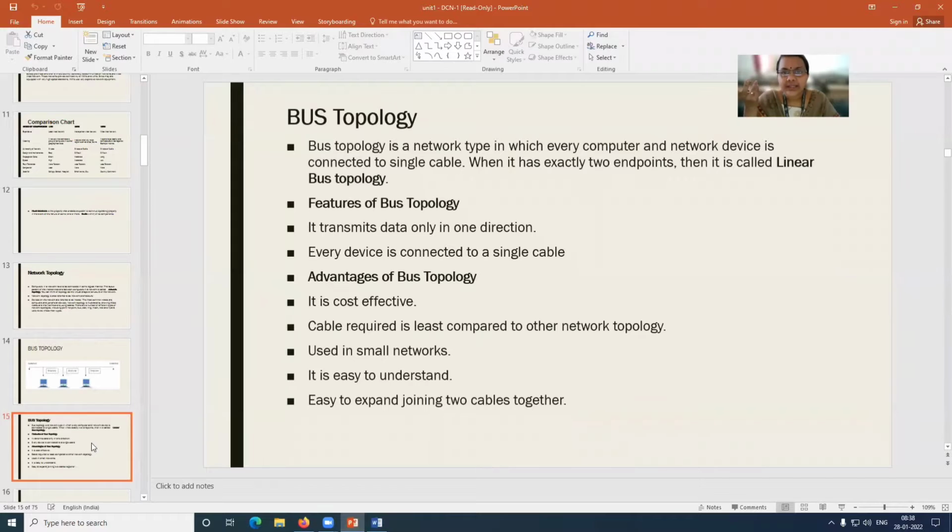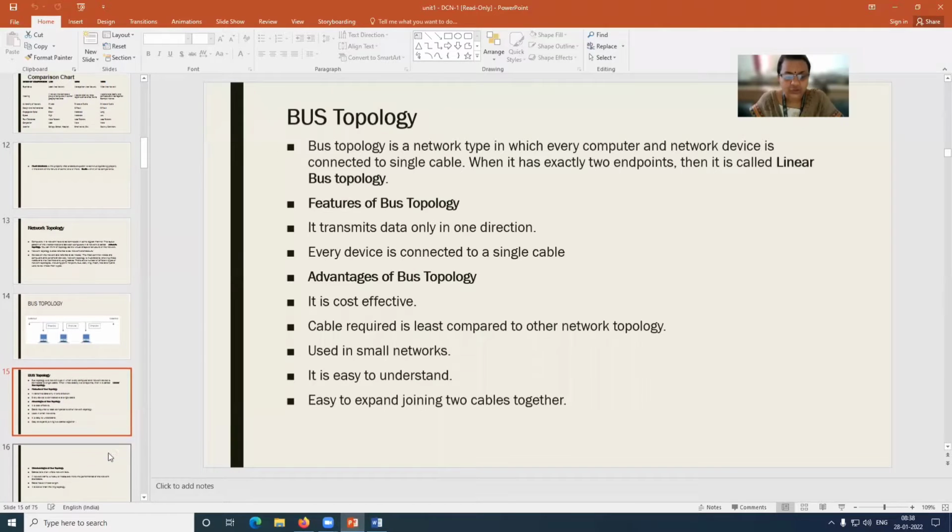And what will be the advantage? It will be cost effective because there is no need for that many connections and wires. Only one single cable connects all the systems, so the cost is low and the cable required is very little. It is used for small networks, and it is easy to understand and easy to connect. It is even easy to identify which system has the problem, so error correction is also easy, and if there is any problem in the network, we can rework on it.